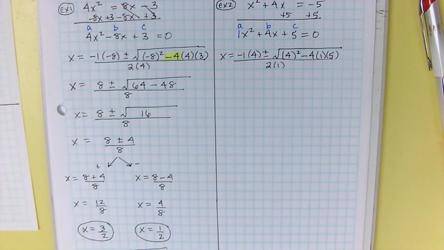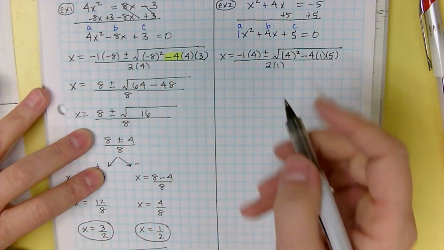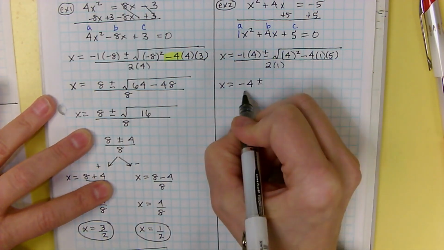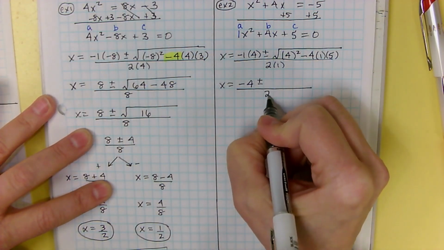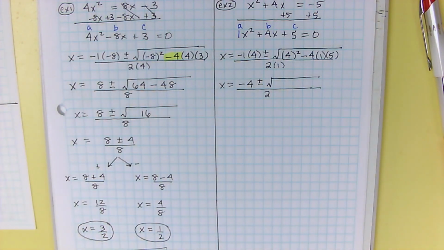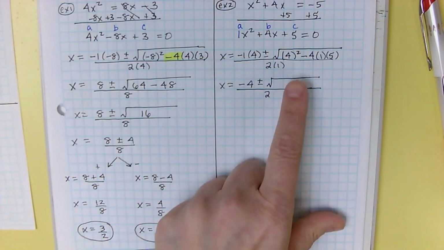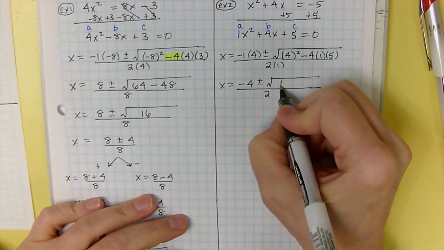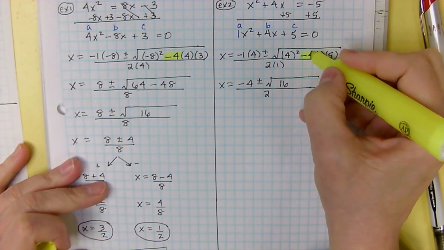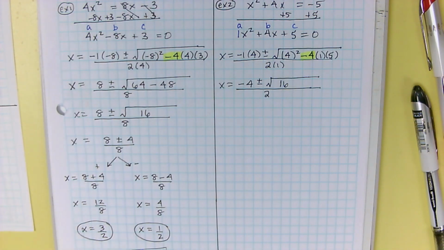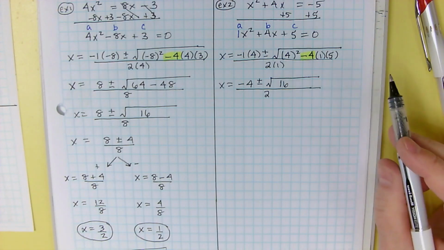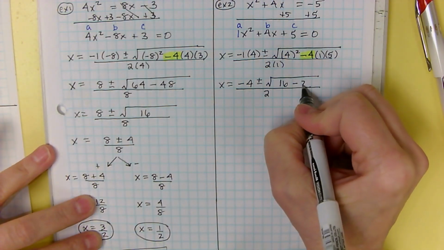All right, like before, you can do the front pair and the bottom pair early. So -1 times 4 is -4. And on the bottom, 2 times 1 is 2. Inside the radical, the grouping symbol, we need to follow order of operations. You do the exponent first. 4 times 4 is 16. And then we're going to multiply the -4 times the a and the c. -4 times 1 is -4, times 5 is -20.